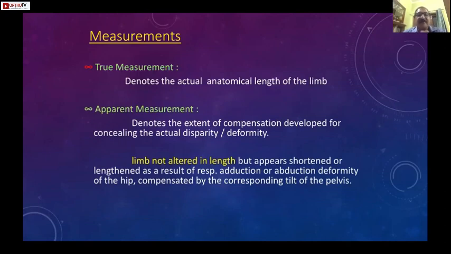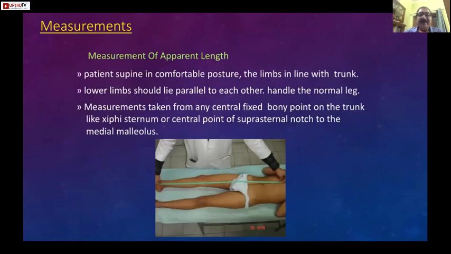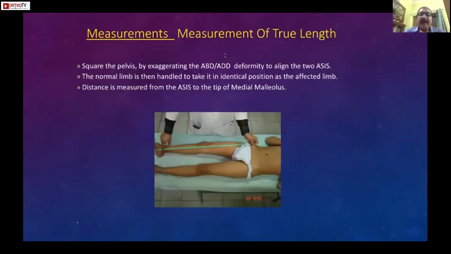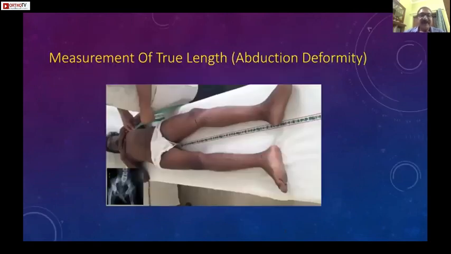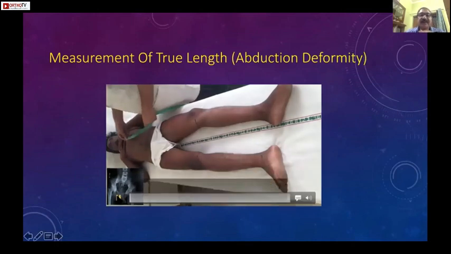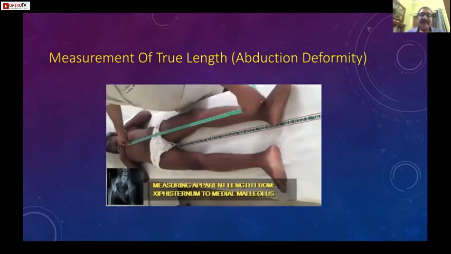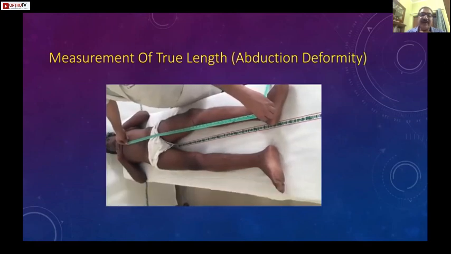Measurements are true measurements and apparent measurements. Apparent measurements are in whatever position the patient is lying. From any central point of the body, we measure till the medial malleolus without squaring the pelvis. In the true length, we square the pelvis, by the method I had shown you already, and then measure the true length. Like in this patient, I'll show you one example only. In a case of abduction deformity, this is the apparent length.